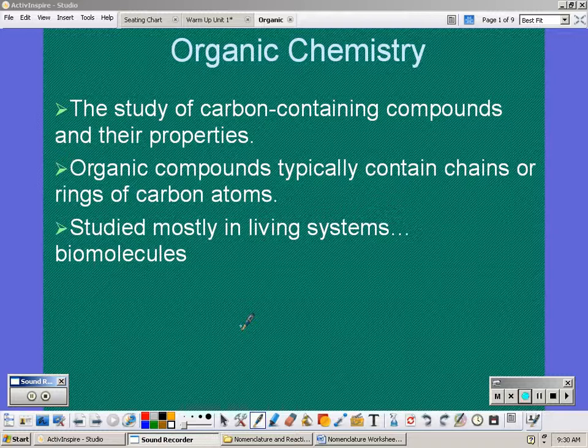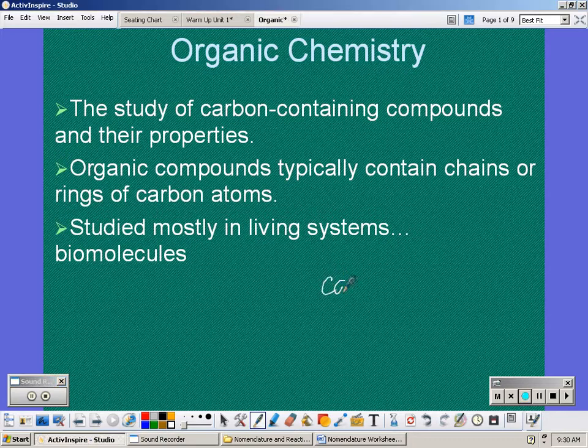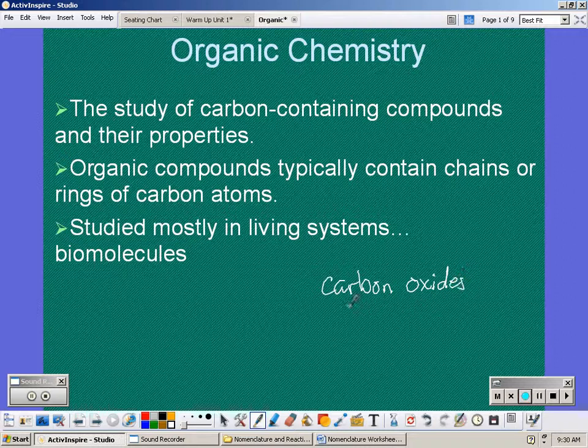There are a couple of exceptions. The carbon-containing compounds like carbon oxides, carbon monoxide, carbon dioxide, all of those are not organic. Carbonates are also not organic. So these types of compounds, even though they contain carbon, are considered inorganic.